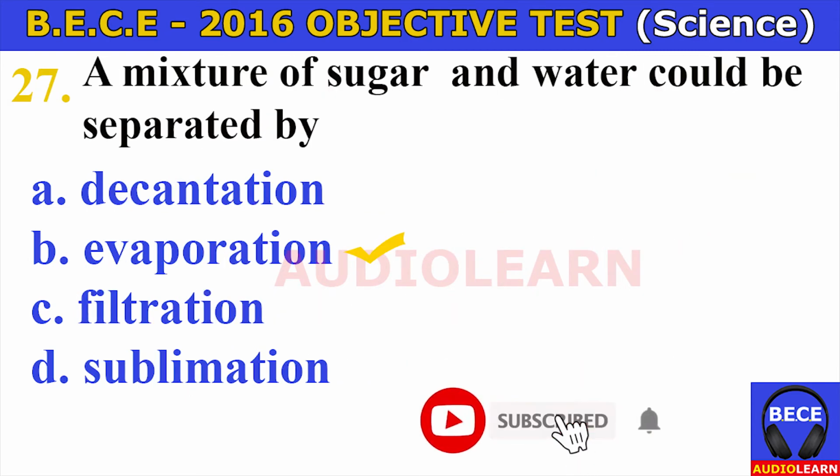Number 27. A mixture of sugar and water could be separated by A. Decantation. B. Evaporation. C. Filtration. D. Sublimation. And the answer is B. Evaporation. A mixture of sugar and water could be separated by evaporation.